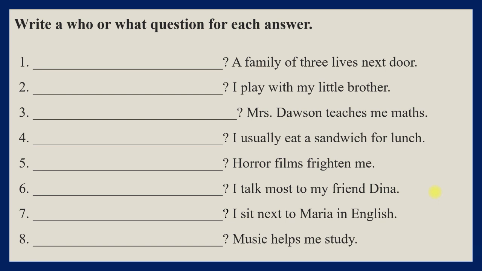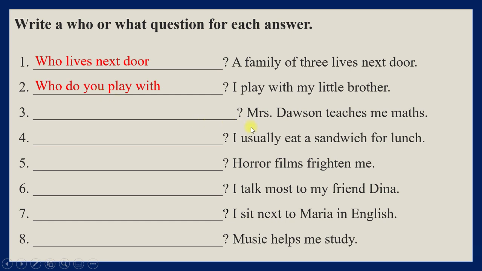Number 1, a family of 3 lives next door. So who lives next door? And look, in here, who is your subject. That is why we don't have an auxiliary verb here. So who lives next door? Number 2, I play with my little brother. So who do you play with? Look here. After who, we have the main verb immediately in present form, but in here we have an auxiliary verb, because in here who is our subject and in here you is our subject.